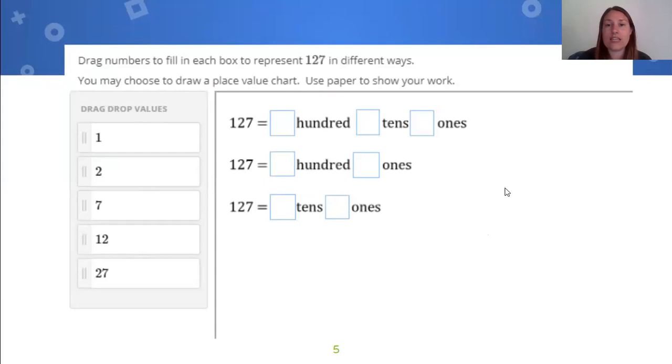Okay, the most important thing, second grade, is if you are going slow and really taking your time to think about this, you will do better. If you're rushing and just not paying attention, you're going to miss a lot of things.